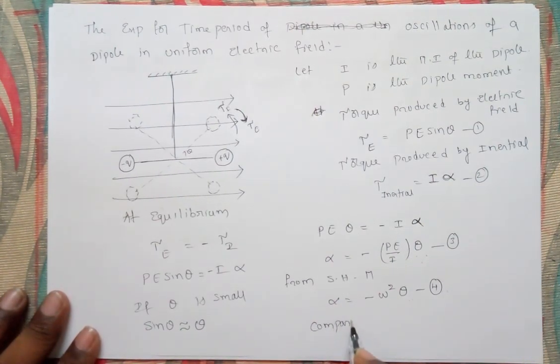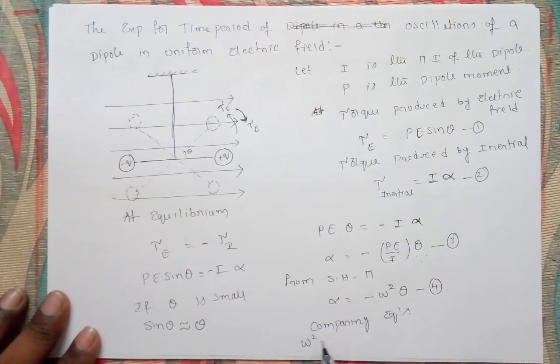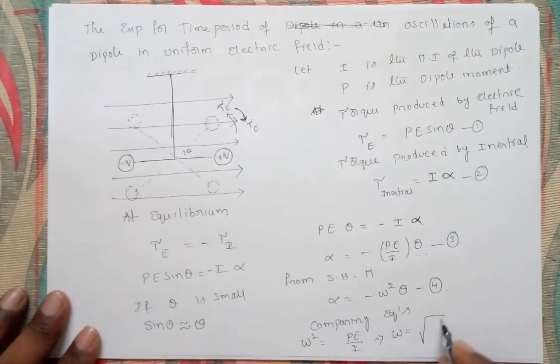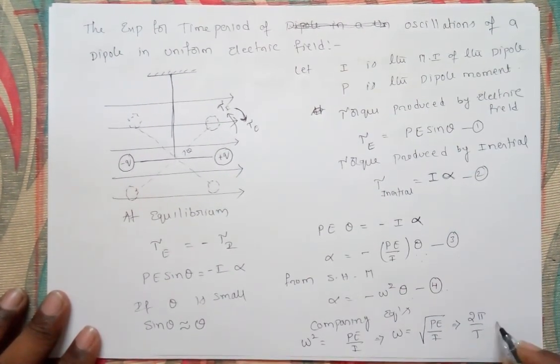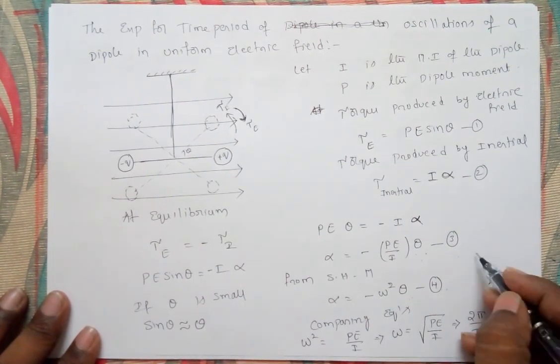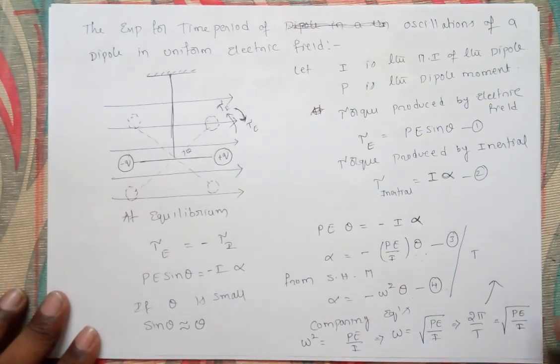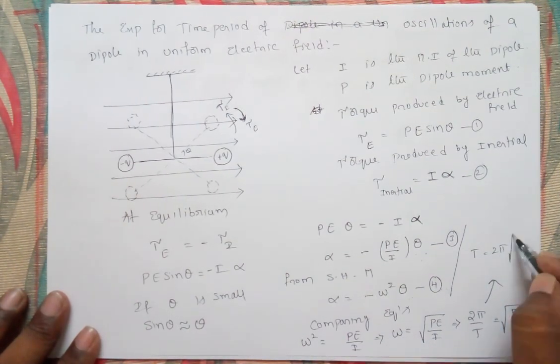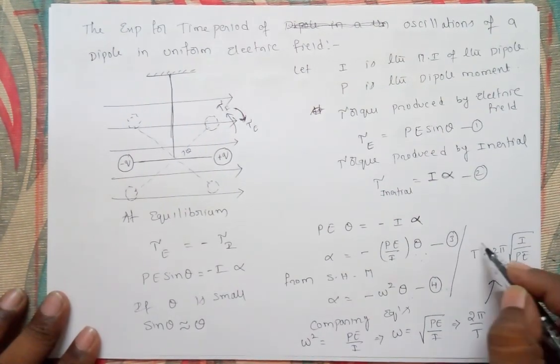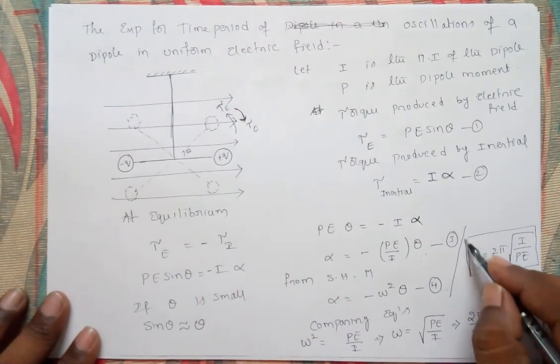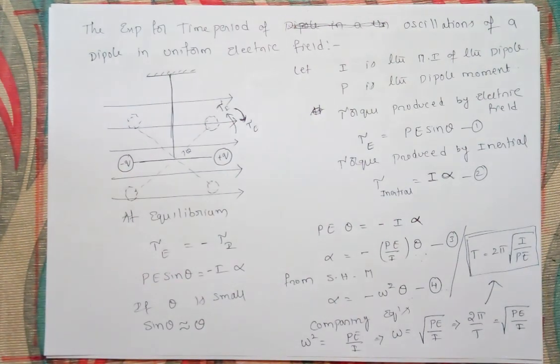Comparing the equations, we have omega square equals PE by I. Then omega equals root over PE by I. Omega means 2 pi by capital T equals root over PE by I. From this, the time period T equals 2 pi into root over I by PE. So this is the time period expression for oscillations of a dipole when it is placed in a uniform electric field.